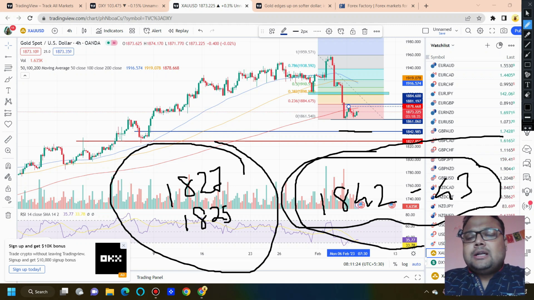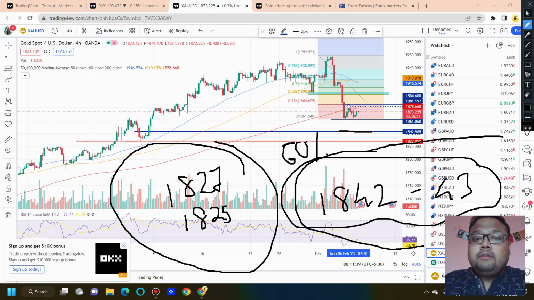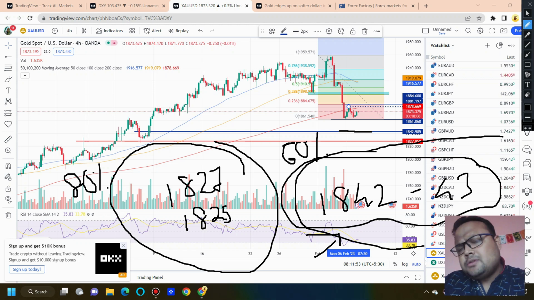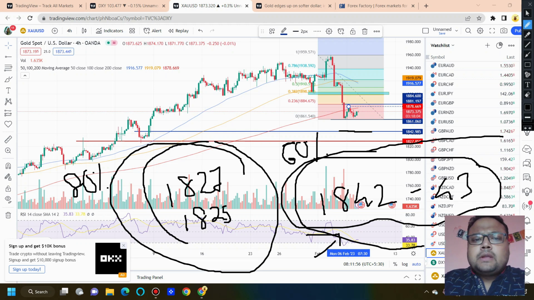Now the question comes: does this level have the strength to hold the market in case of news? I will say this level has a strength of around 60% to hold the market in case of news, and the level of 1827 to 1825 has a strength of 80% to hold the market if it falls after the news, because 1827 to 1825 is a much stronger level in comparison to 1842 to 43. In case the market drops today, I think it should not cross 1827 to 25.